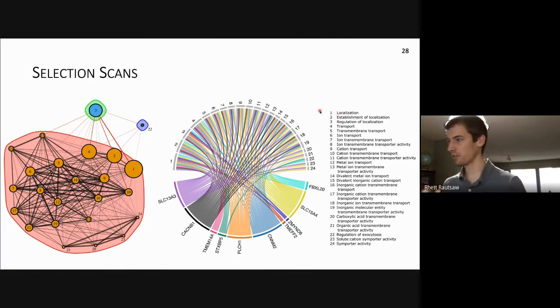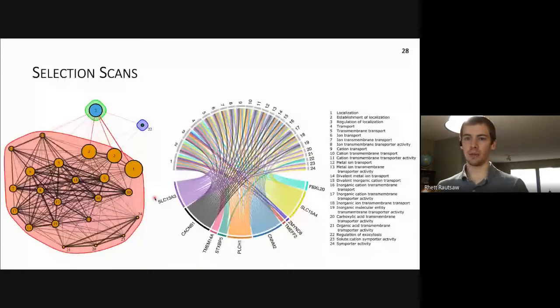And looking at the list of GO terms, which are these numbers here in the network and this plot here, you'll identify a pattern pretty quickly. You'll see terms like cation transport, ion transport, metal ion transport. And if you look back at the genes, you'll also see genes that have been previously associated with adaptations to salinity, particularly these SLC genes, which are solute carrier genes or proteins.